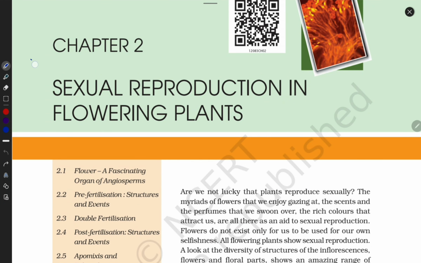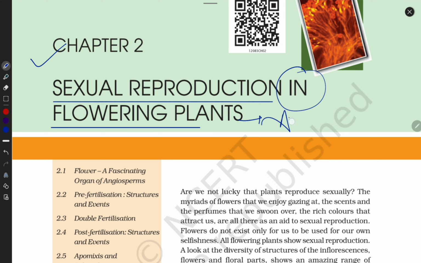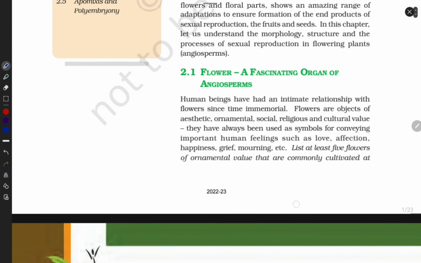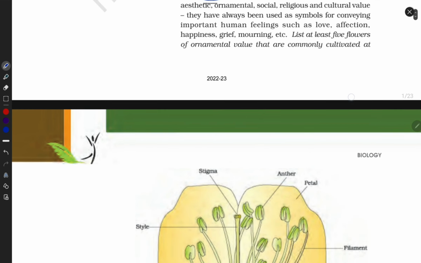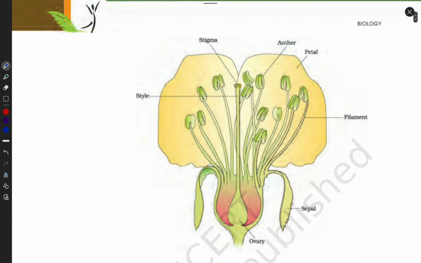Okay, let's begin with chapter 2. Sexual reproduction in flowering plants means angiosperms, not gymnosperms. Sexual reproduction is done by the flower in the case of angiosperms. Let's start a detailed explanation about the flower. I know you are familiar with flowers.